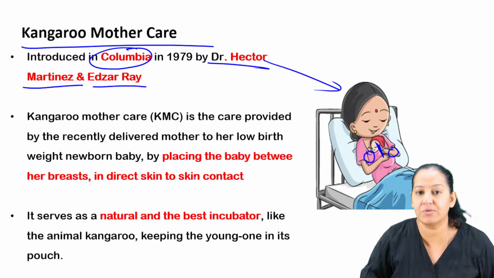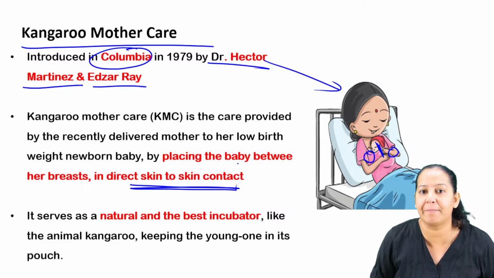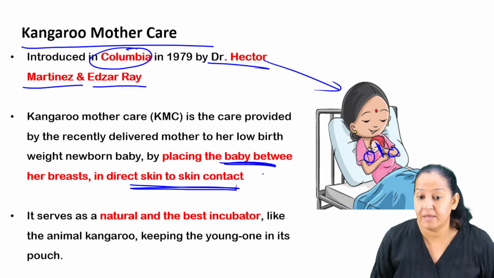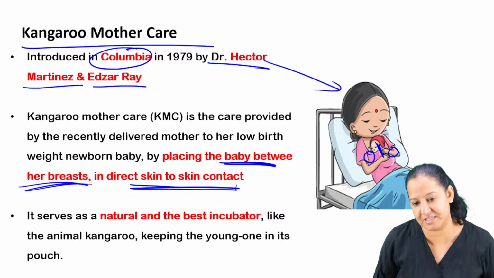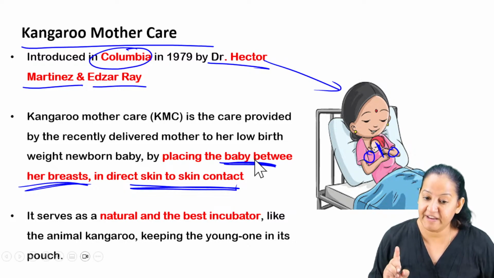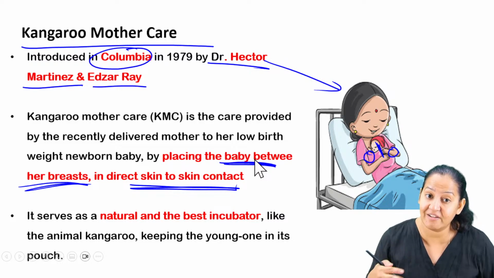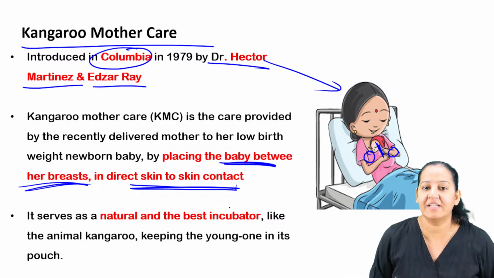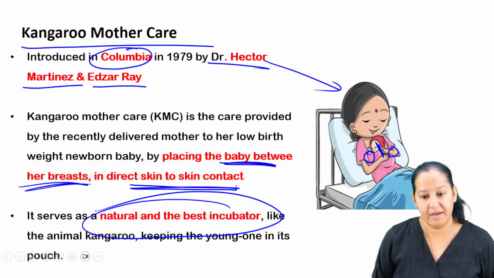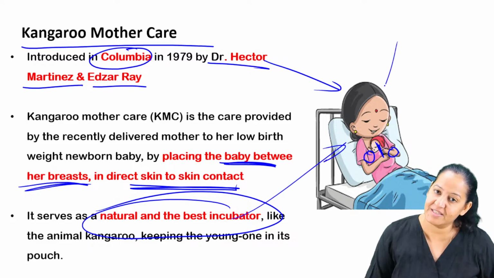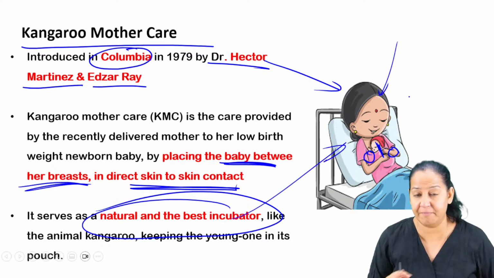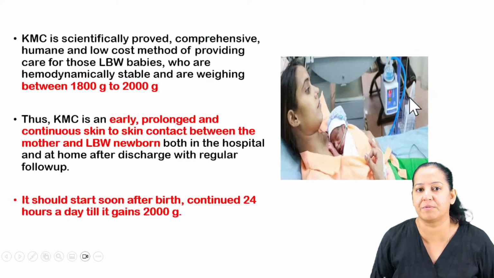Skin to skin contact. There should be skin to skin contact between the baby and the mother, between her two breasts, so that the baby will get the warmth, will not get the infection, and will gain weight very fast. It is the best natural incubator, and no cost is required, and we can discharge the mother after training, and there will be no chances of cross infection in the hospital itself.